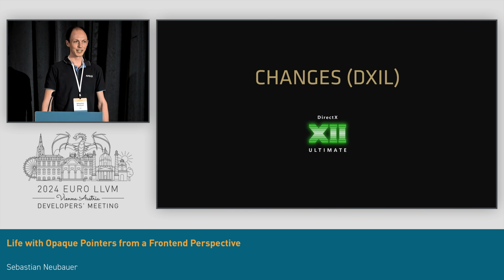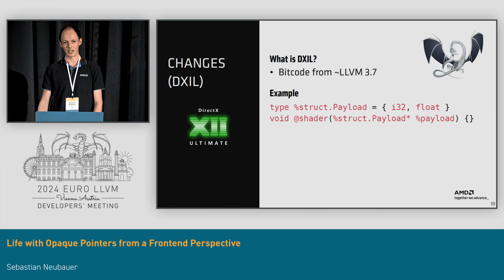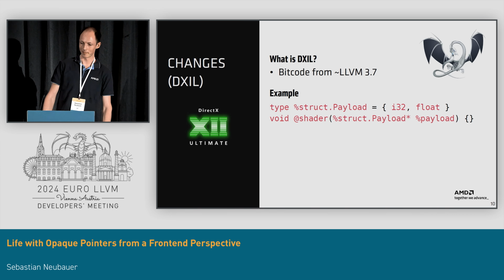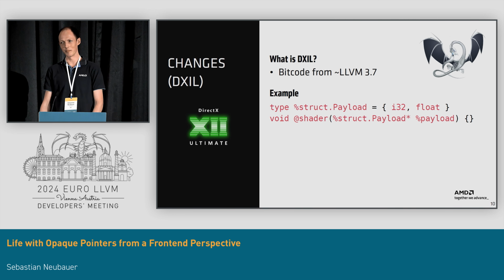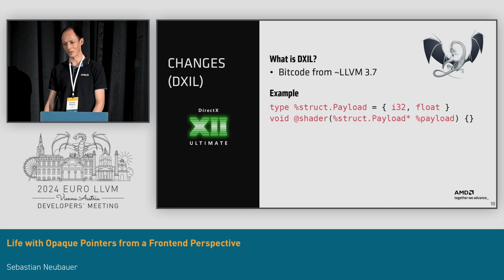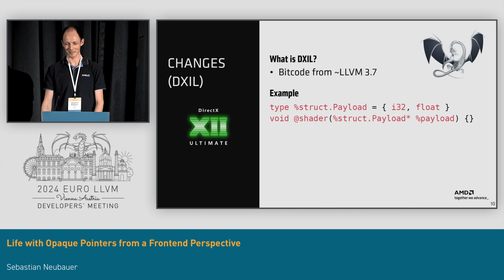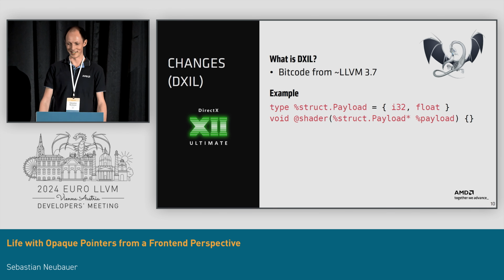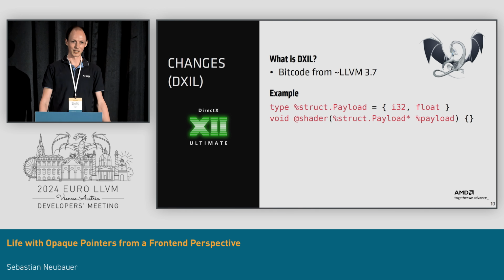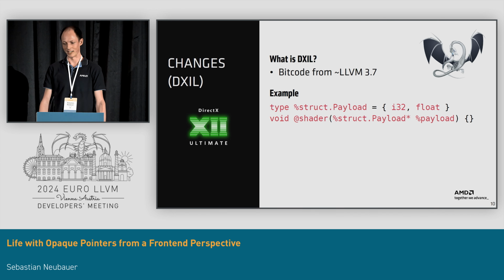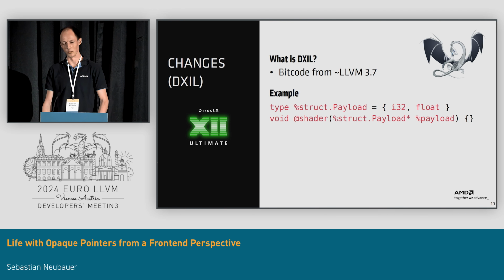So much for SPIR-V, let's look at DXIL. DXIL is the intermediate language used by DirectX 12. What is DXIL? DXIL is bitcode from around LLVM 3.7. And here's an example. So we have a struct defined type that is an integer and float. And then we have a function called shader that takes a pointer to such a struct as an argument.